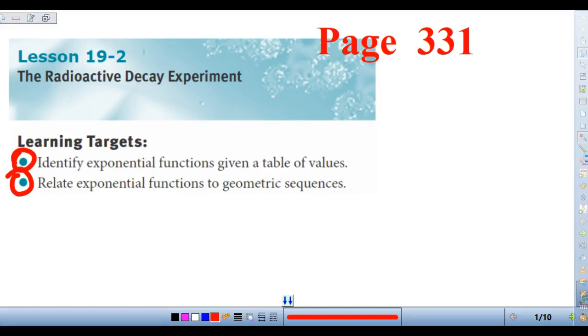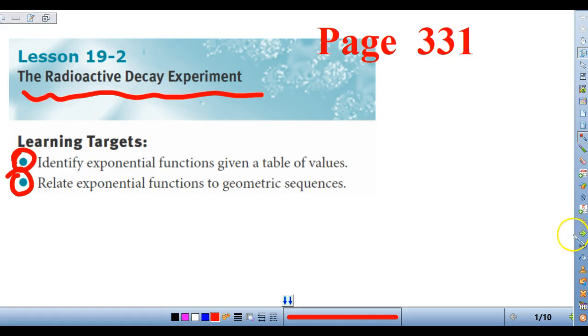Hi guys, welcome to lesson 19-2 on page 331 in your book, The Radioactive Decay Experiment. So in this lesson we're going to be able to identify exponential functions given a table of values, and we're going to relate those exponential functions to geometric sequences. So like arithmetic sequences were related to linear functions, geometric sequences are related to exponential functions.